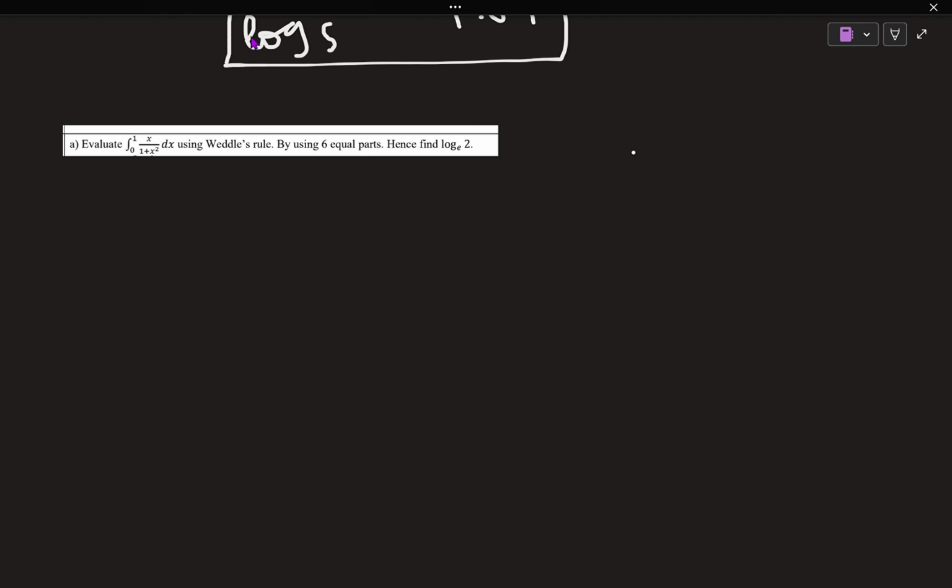Okay, so now we'll do some on Weddle's. So it says 0 to 1, x by 1 plus x square dx. Sorry for the handwriting, by the way. And it says 6 equal parts. That means my n is equal to 6.